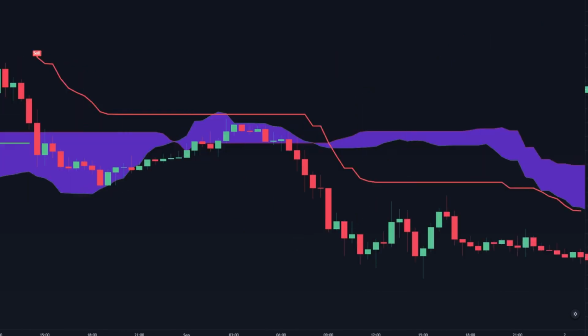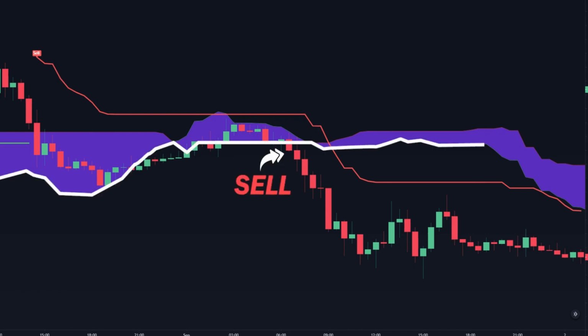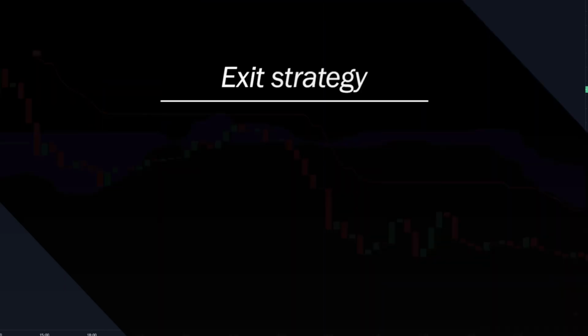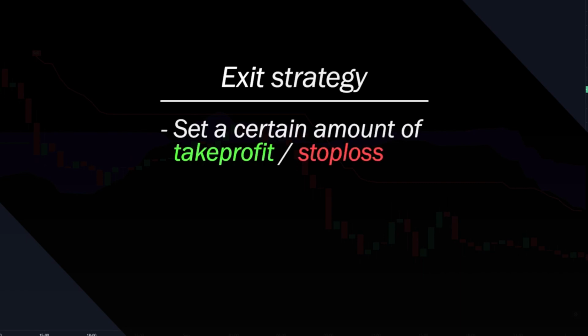And it's exactly the same for our sell signal as well. We only take sell positions if the price is below the clouds and the super trend is colored red. And for our exit strategy, there are actually a couple of ways you can do this. The first one is you can set a take profit or a stop loss, so you close your trade if it reaches a certain amount of profit or loss.